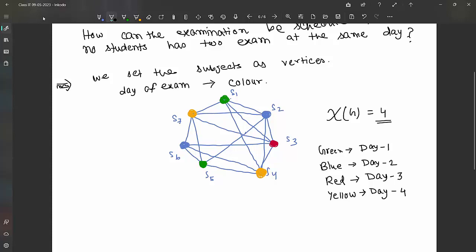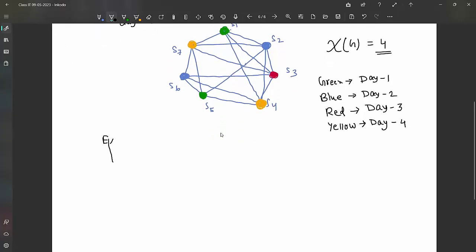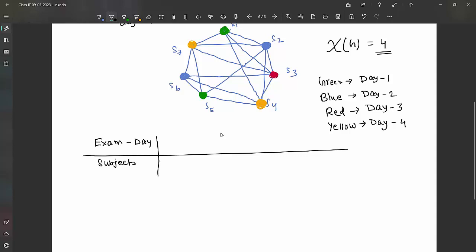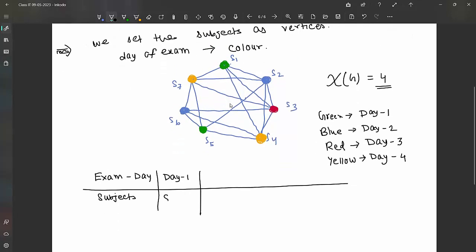then our exam schedule will be like this: here the exam day, and here the subjects. On day 1, which exams can we schedule? Day 1 means green, that means we can set the exams of S1 and S5. Day 1 has S1 and S5, these are the green color. So day 1: S1 and S5 exams.